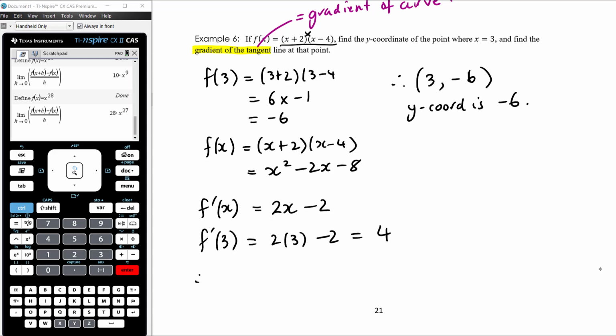Okay, so therefore the gradient of the tangent at x equals 3 is 4. And that's the same, that's equal to the gradient of the curve at x equals 3.